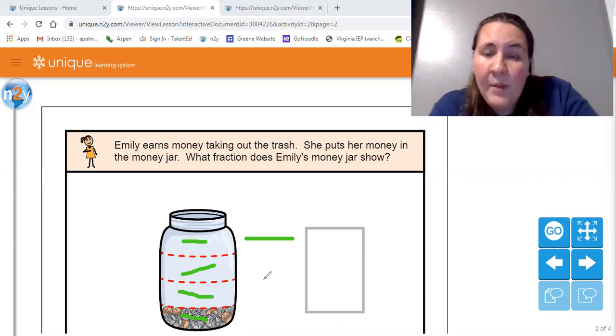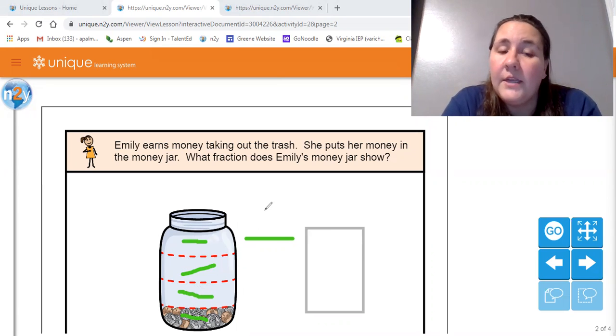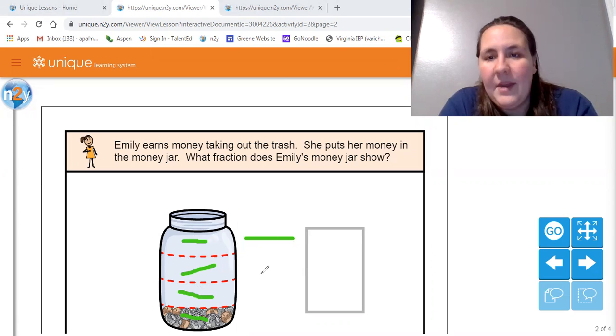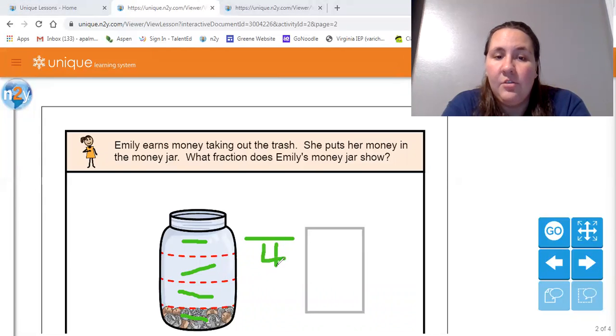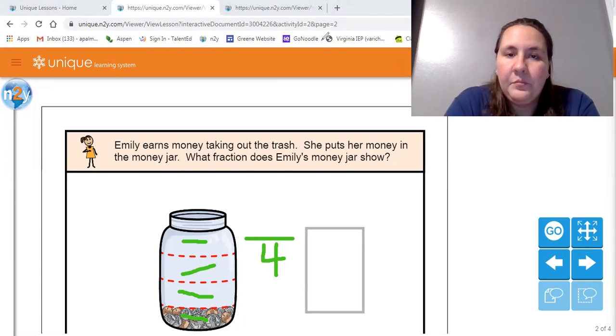Beautiful. Now that's how many pieces are all together. So does that number go in the numerator on top or in the denominator down on the bottom? Beautiful. I hear lots of friends saying down. Great job. Okay, so I know that there are 4 all together. So I'm going to erase these so we can count again.